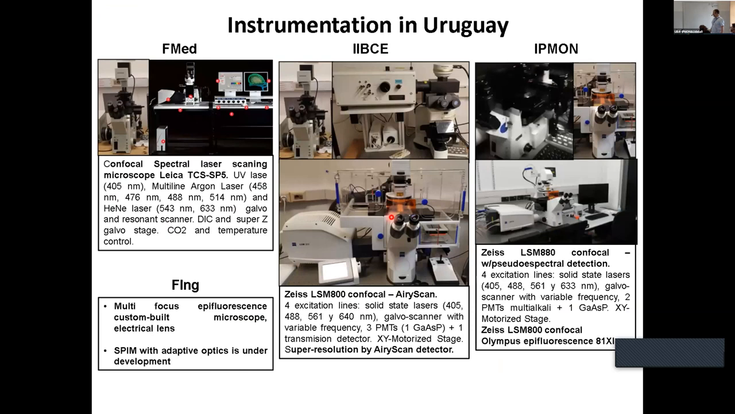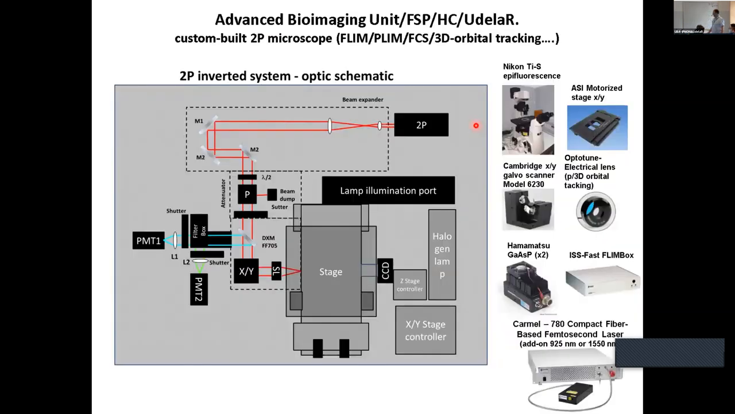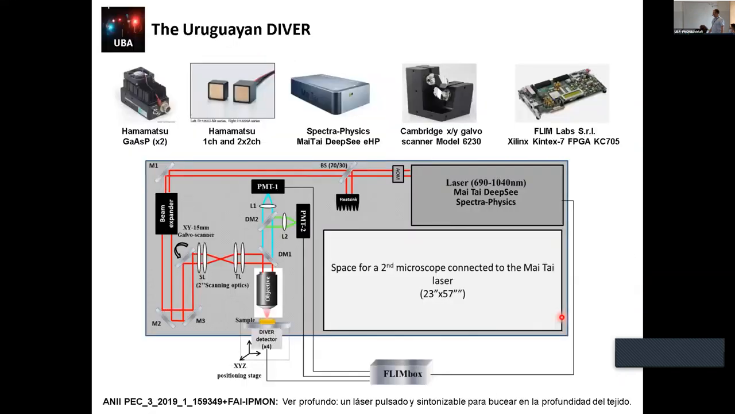I just want to cover the instrumentation we have in Uruguay. We have many commercial microscopes, all of them confocal, and some epifluorescence. In the advanced bioimaging unit, we are developing 2 custom-built systems: one 2P with a single wavelength fiber-based excitation, and another 2P, the DIVER microscope, which is connected to the tunable 2P laser from Spectra-Physics. This is a wonderful instrument for deep tissue imaging and intravital imaging.